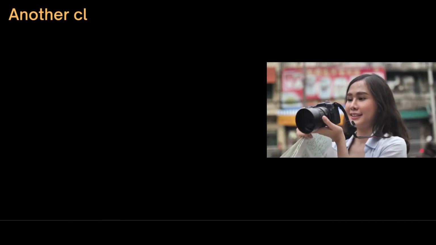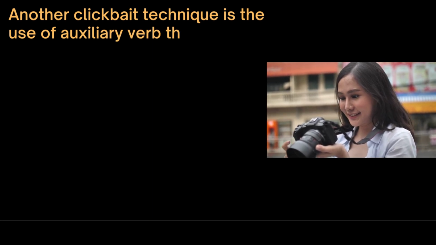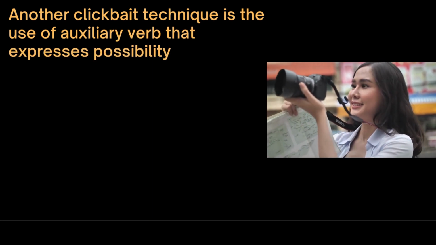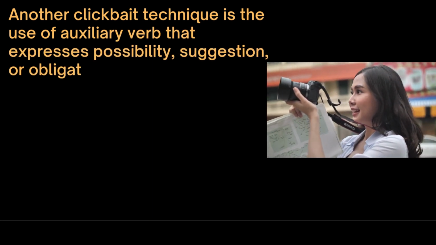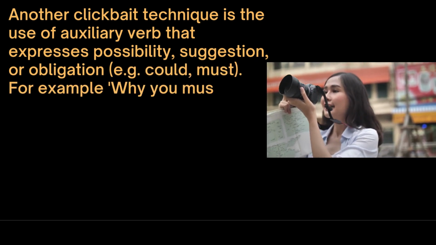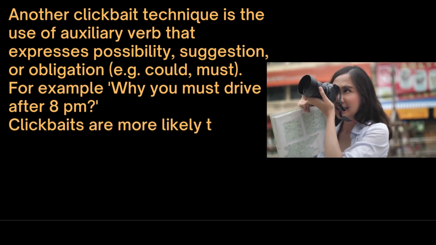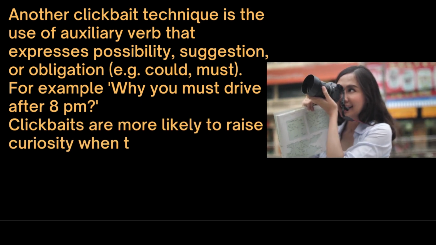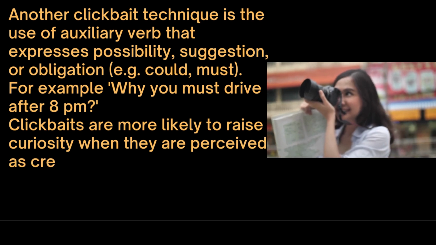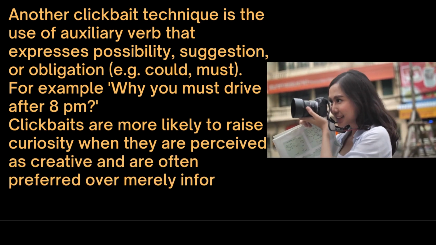Another clickbait technique is the use of an auxiliary verb that expresses possibility, suggestion, or example. Example, could or must. For example, why you must drive after 8 p.m. Clickbaits are more likely to raise curiosity when they are perceived as creative and are often preferred over merely informative headlines.